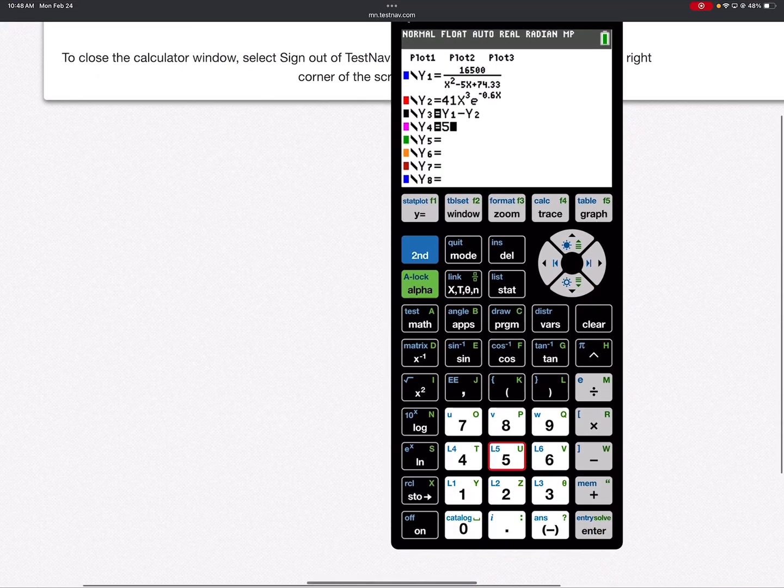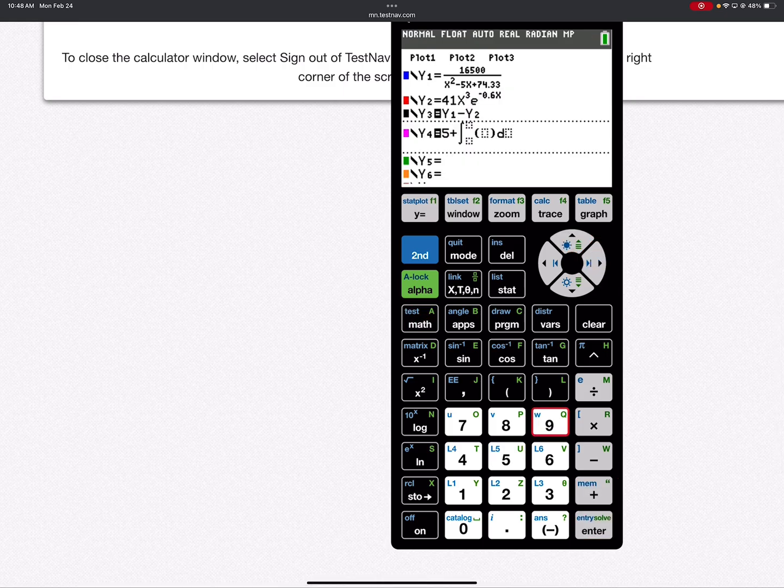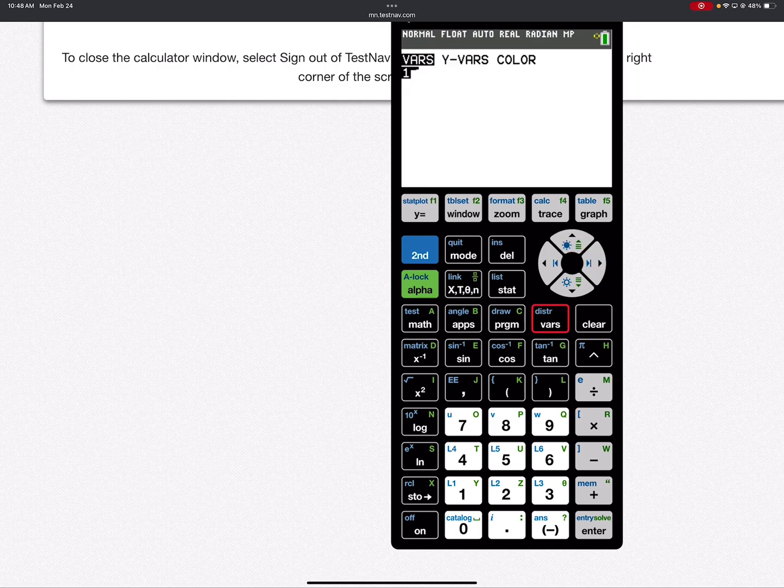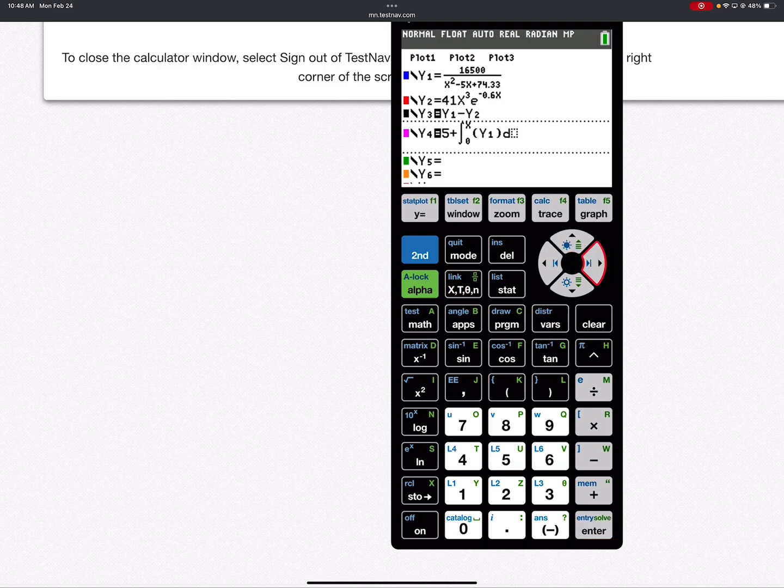So 5 plus math 9, from 0 to x of y1 dx minus math 9. Whoa, what is happening? Can we do just integral of y1 minus y2? Technically I think you can, but I don't want to do that because if it's wrong, then I have to retype it in.